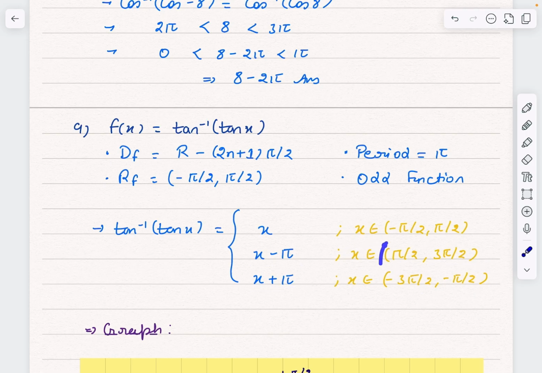So if x is from pi by 2 to 3 pi by 2, we subtract pi. It will come in the range. And if x is from minus 3 pi by 2 to minus pi by 2, we add pi. It will come in the range. That's all.